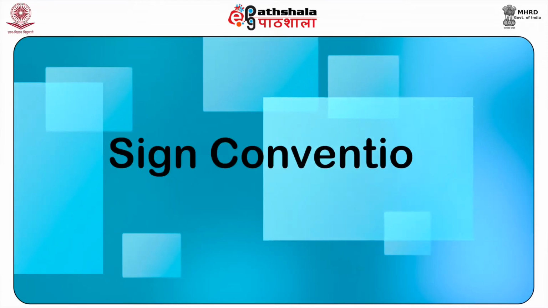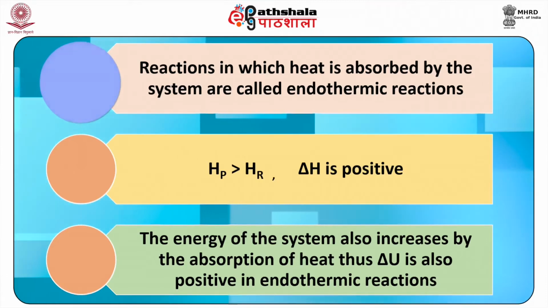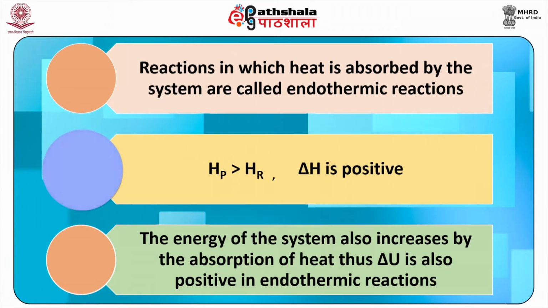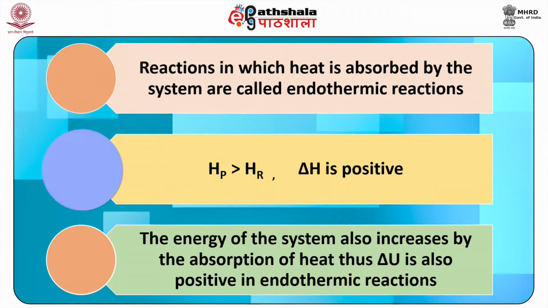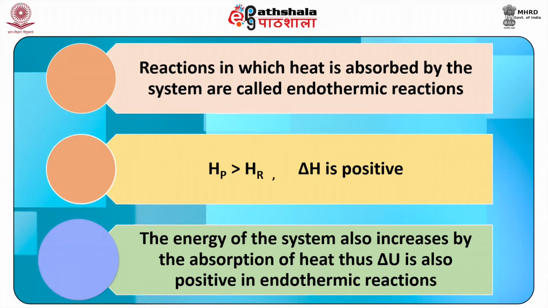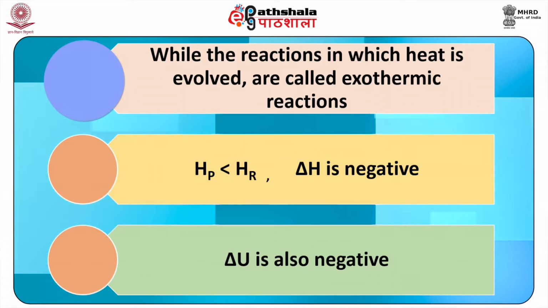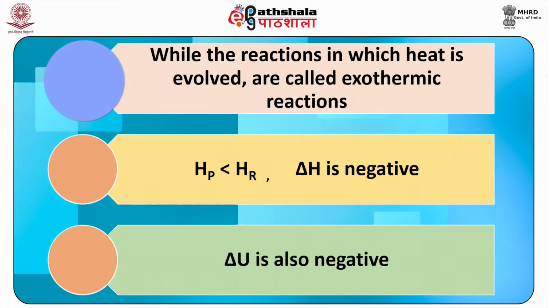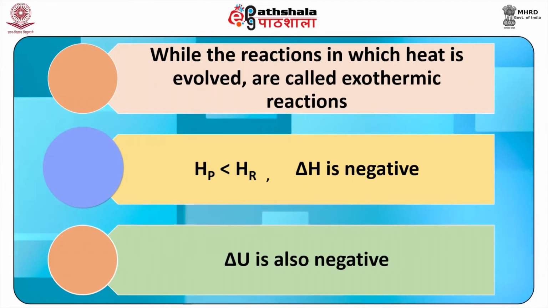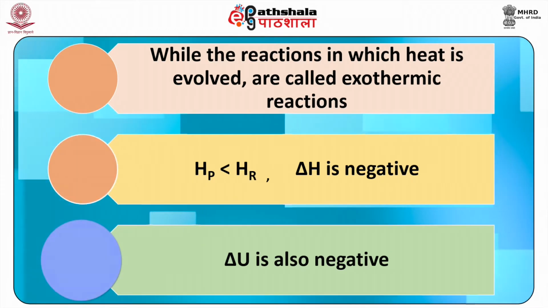Now we shall look at the sign convention. Reactions in which heat is absorbed by the system are called endothermic reactions. In such reactions, HP is greater than HR so that delta H is positive. Since the energy of the system also increases by the absorption of heat, thus delta U is also positive in endothermic reactions, while the reactions in which heat is evolved are called exothermic reactions. In such reactions, HP is less than HR, so that delta H is negative. In such reactions, delta U is also negative.